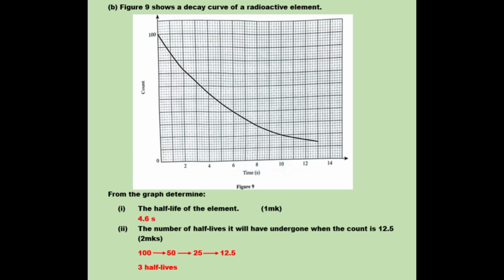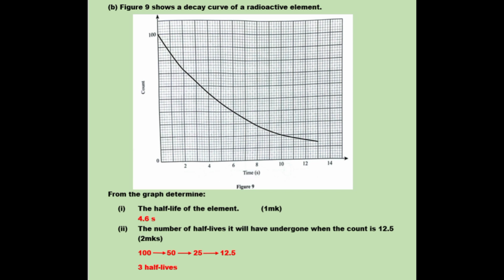So from 100 to 50, you count 5 squares, then you go horizontally and read the time. So for 50, what is the time? You realize it is 4.6 seconds. 4.6 seconds is the half-life.